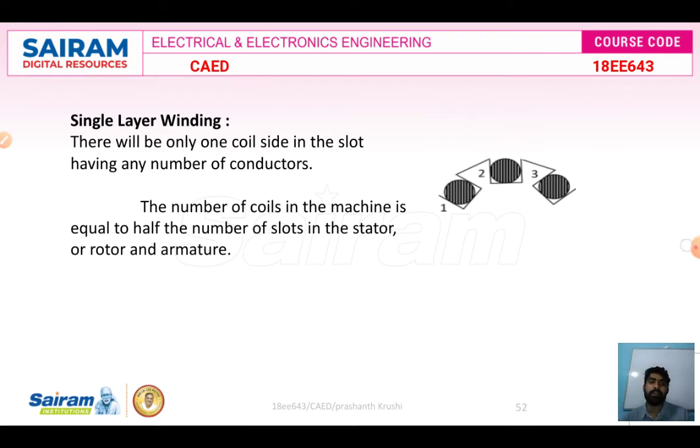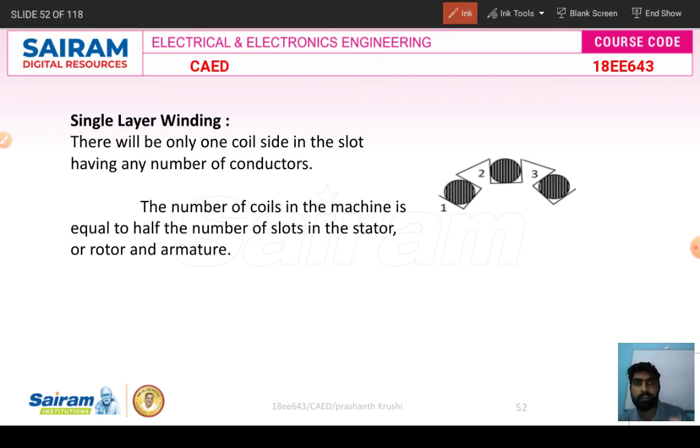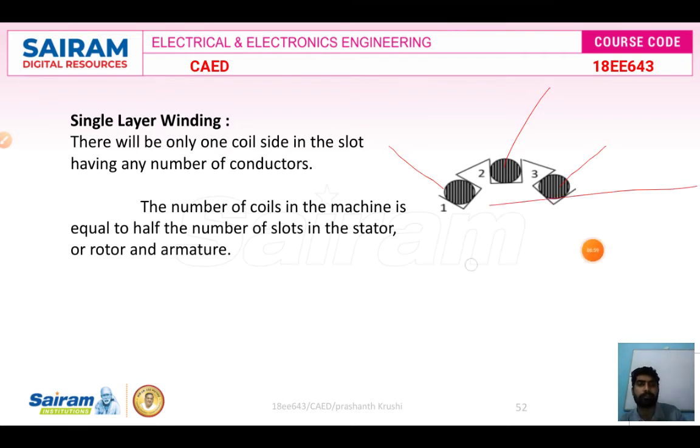And next we have single layer winding. In single layer winding, only one conductor is present in between the slots. In this diagram, the conductors are these ones. When conductors are placed in one layer, that is called single layer winding. There are no dotted lines in the CAD diagram or CAD software while drawing, so that is a single line diagram, single layer winding.